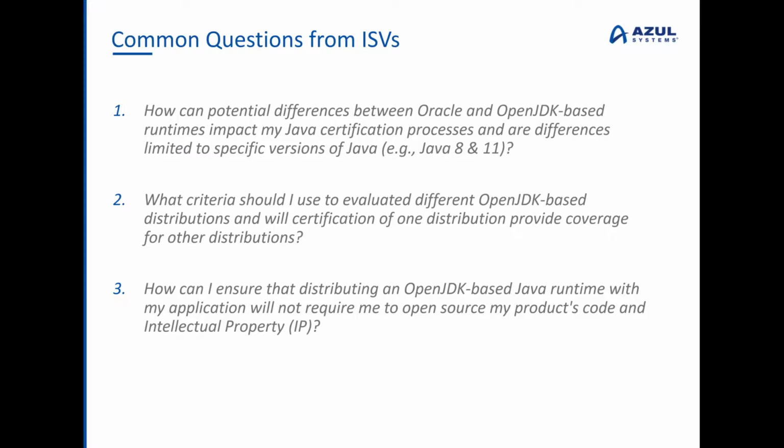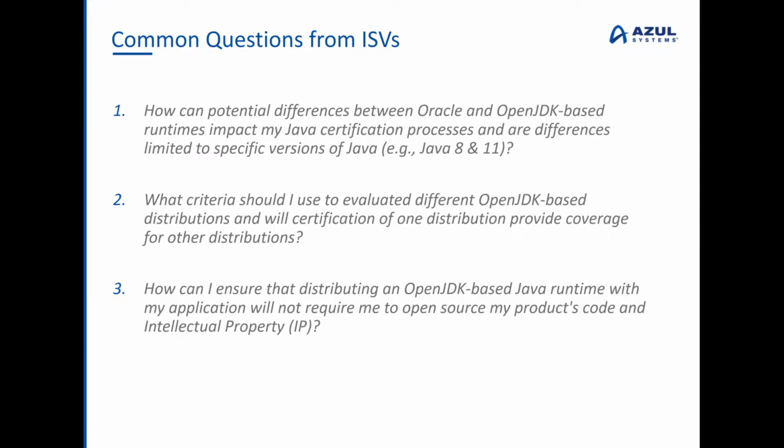Now, I also got a number of questions on how I can ensure that if I distribute or redistribute an OpenJDK-based Java runtime with my application, it's not going to force me to open source my code. It's not going to impact my intellectual property. And this is important because many ISVs have decided to not only certify a JDK, but also embed that.